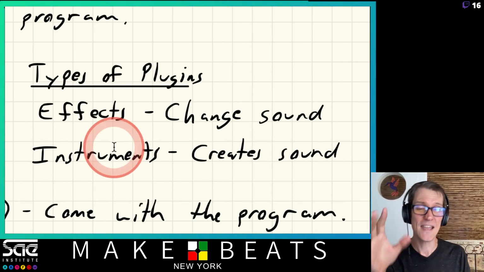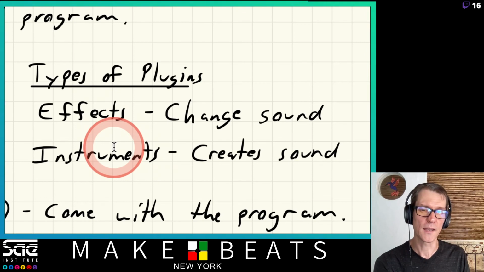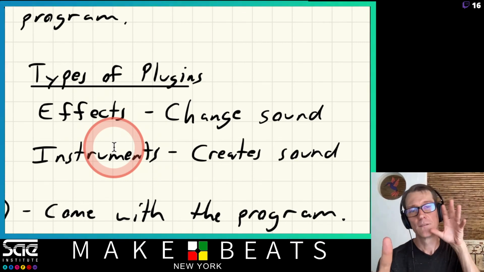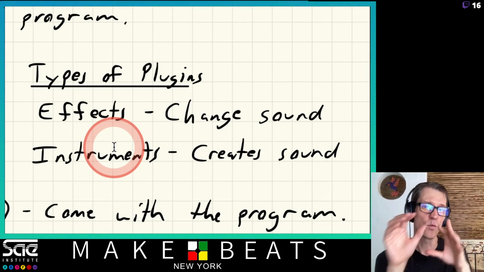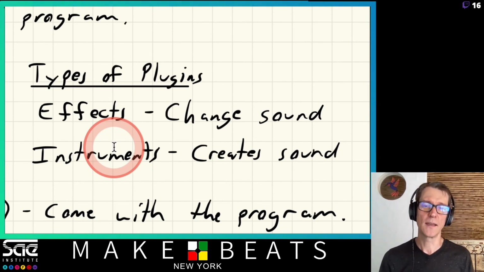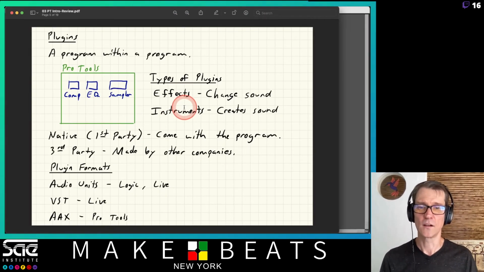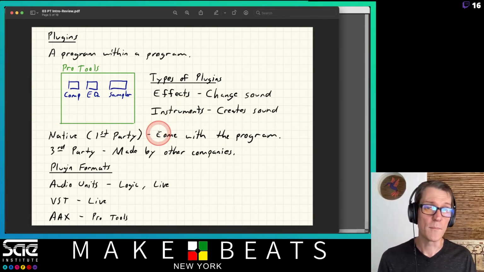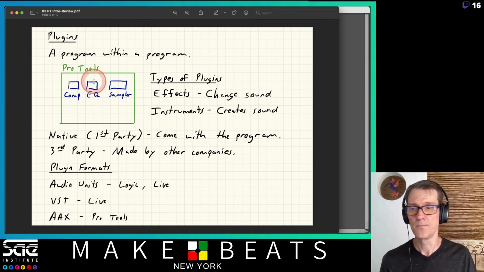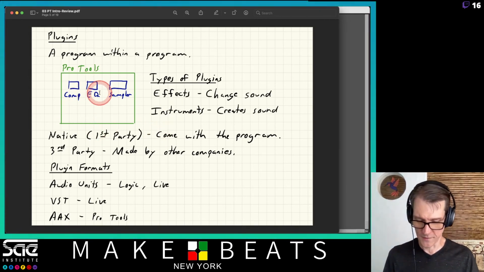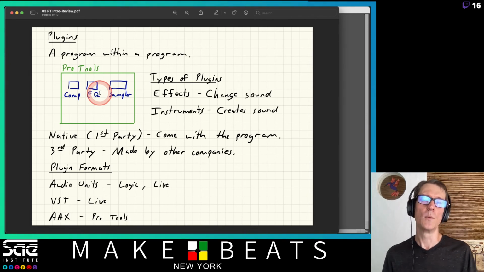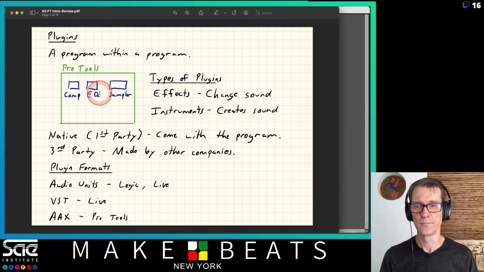Or it can be an instrument plugin. An instrument plugin creates the sound from itself. It creates the sound within itself. So an instrument plugin is like a synthesizer or a sampler or a drum machine or something like that. Okay, and different tracks can have different types of plugins, which we're going to talk about after, when we get to the different track types.